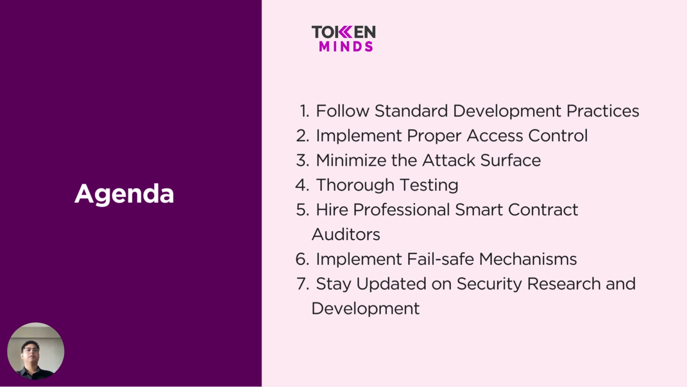So, let's go through first these agendas. Number one, follow standard development practices. Two, implement proper access control. Third, minimize the attack surface. Fourth, thorough testing. Five, hire professional smart contract auditors. Sixth, implement fail-safe mechanisms. And seventh, stay updated on security research and development. So yeah, these are the agendas that we will be going through one by one in the following slides. So let's go. Let's start.